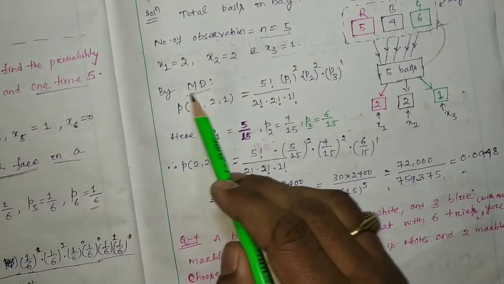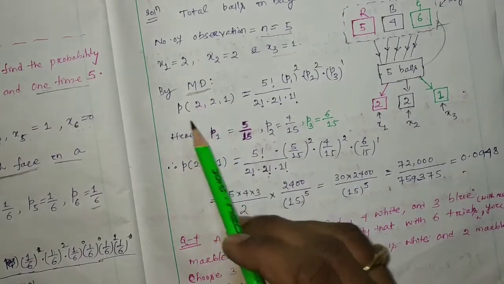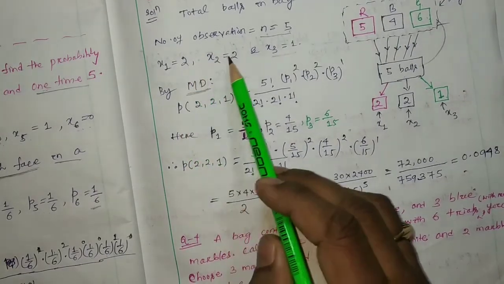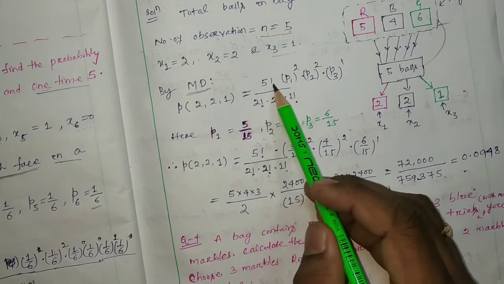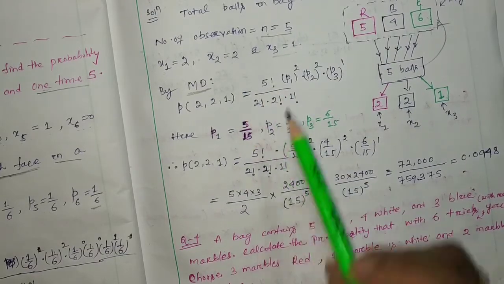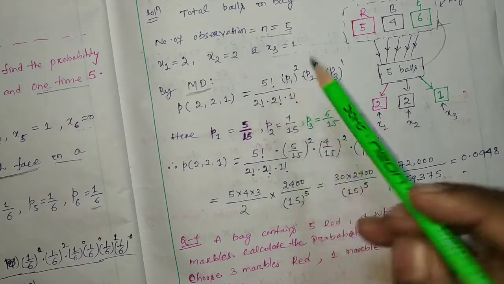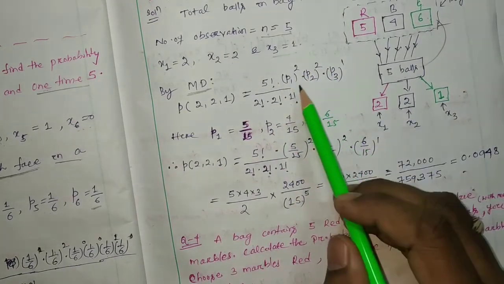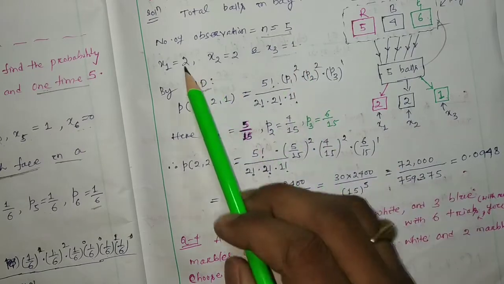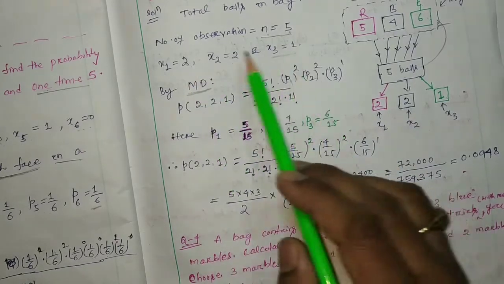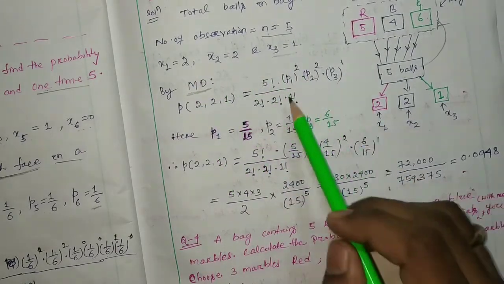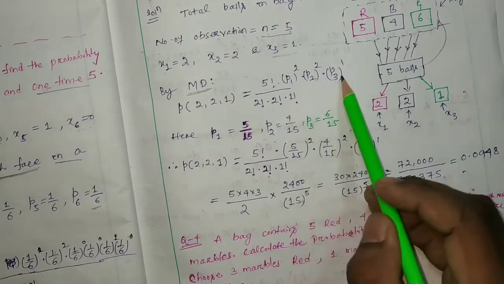By applying the multinomial distribution, the probability of (2, 2, 1) will be n factorial, that is 5 factorial, divided by 2 factorial into 2 factorial into 1 factorial. Then the numerator will be p1 to the power 2, because 2 is here, p2 to the power 2, p3 to the power 1. So here we have to find p1, p2, p3.